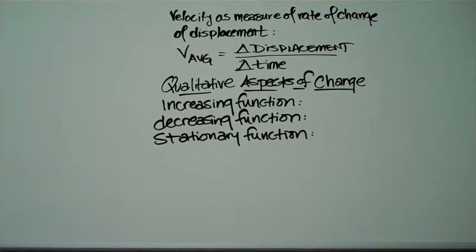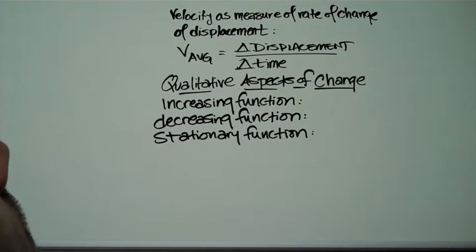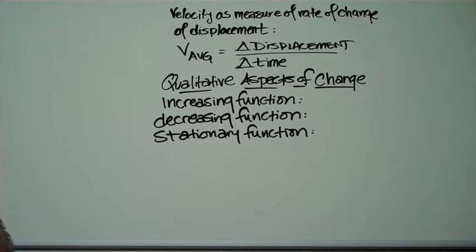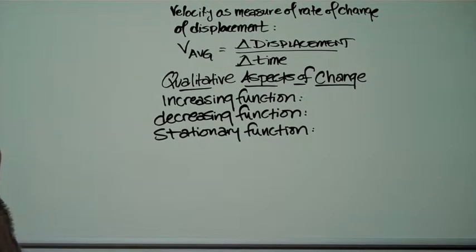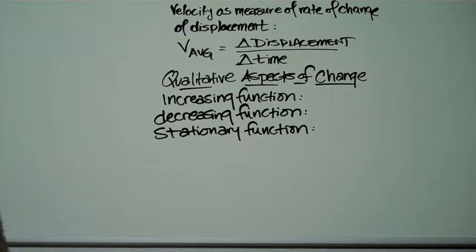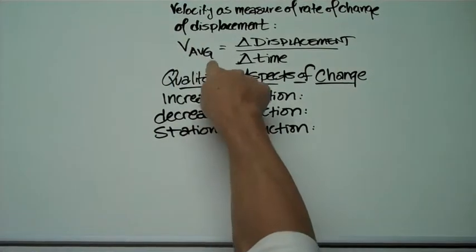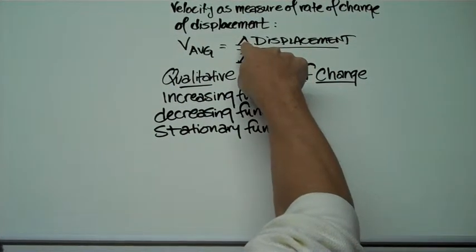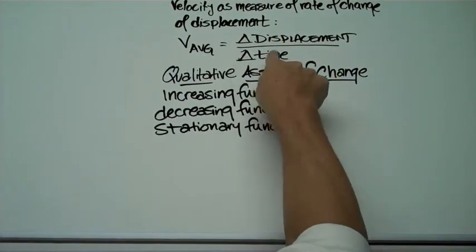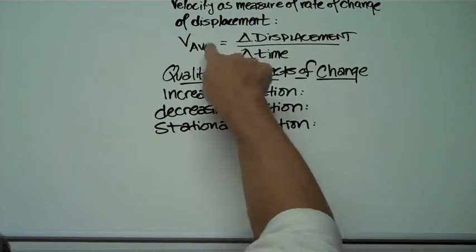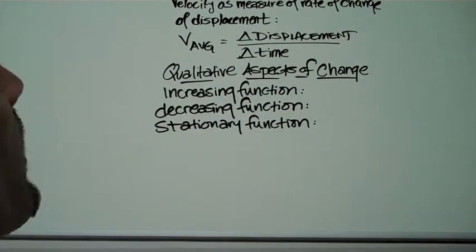We see here that velocity can measure the average rate of change. Velocity can be seen as a measure of the rate of change of displacement. Average velocity is the change, that triangle means delta, change in displacement, or delta displacement over delta time. Change in displacement over change in time is the average velocity.